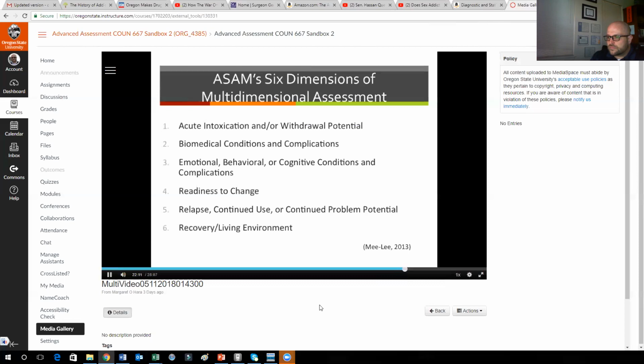So each of these are rated, and then those ratings are given consideration in terms of level of care, whether or not someone would need to go to detox, or someone would need to go through long-term rehabilitation or short-term rehabilitation, or whether they were going to go inpatient or outpatient, or whether they could possibly just benefit from individual therapy.